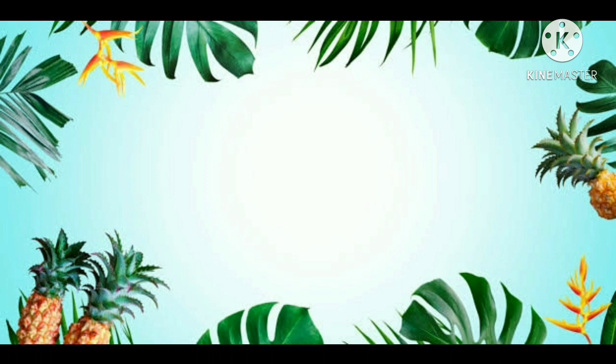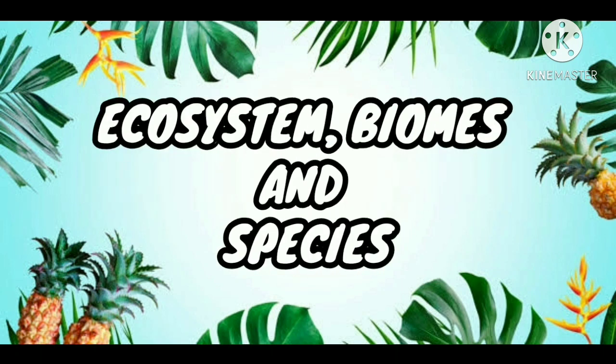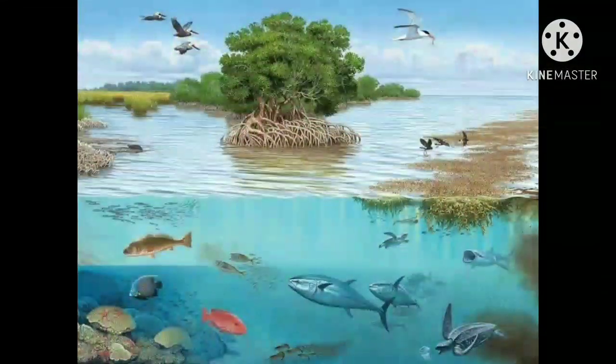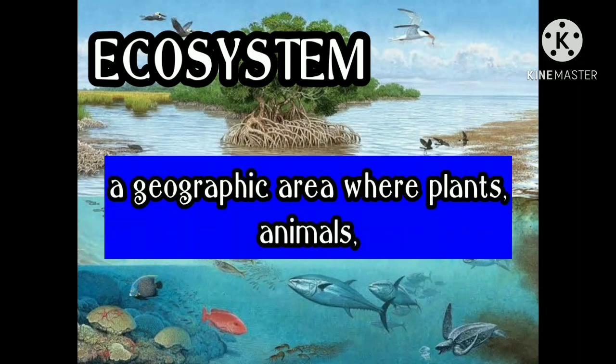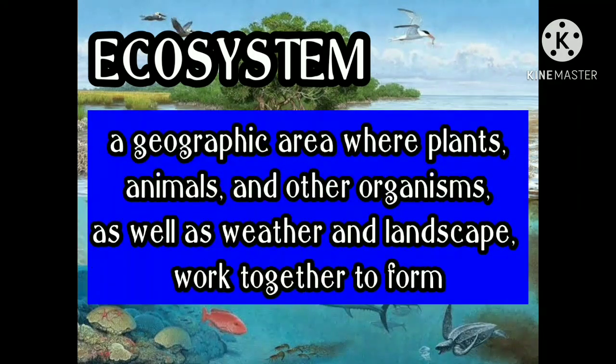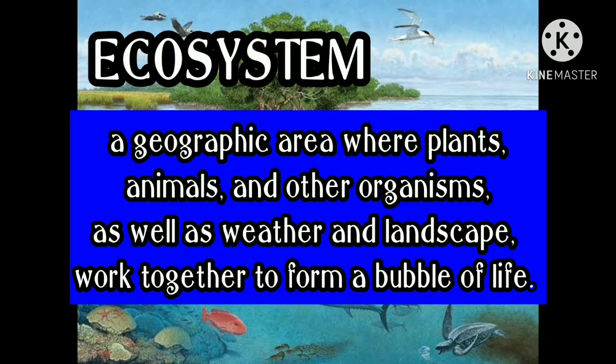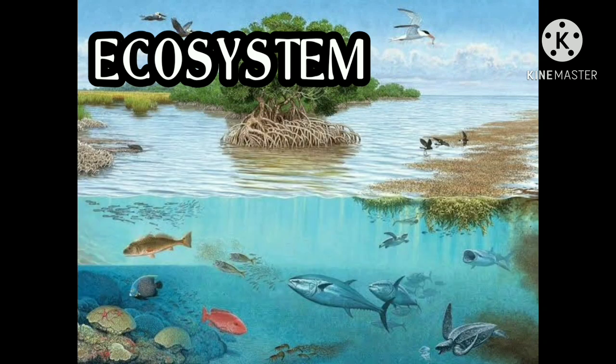In this video, we are going to learn about the ecosystem, biomes, and species. An ecosystem is a geographic area where plants, animals, and other organisms, as well as weather and landscape, work together to form a bubble of life.